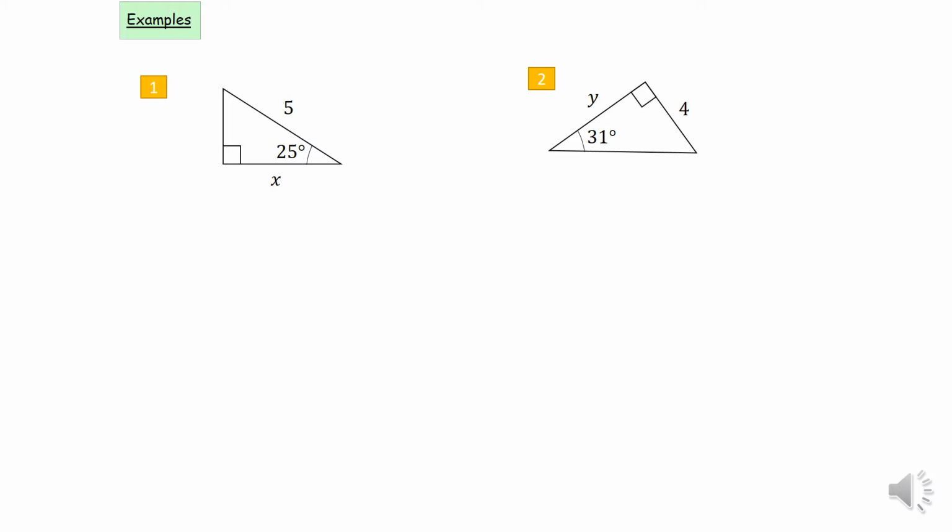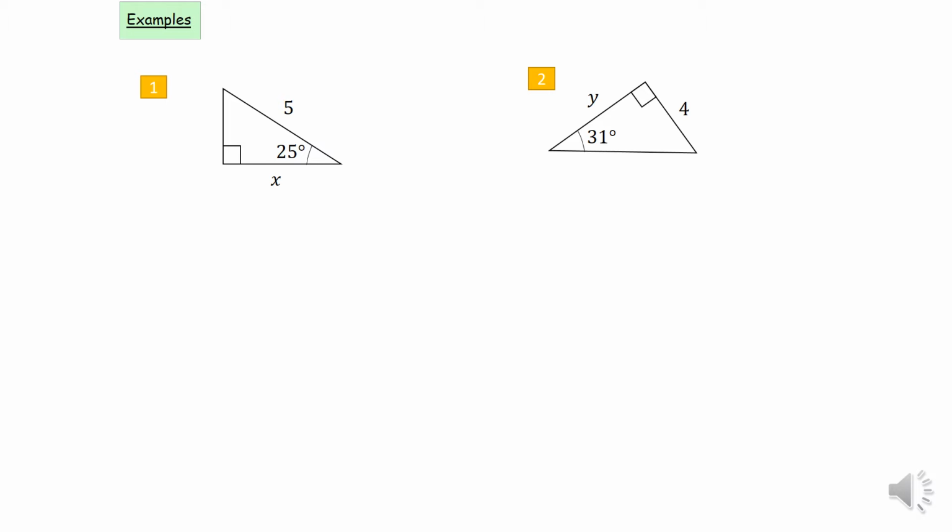The first thing we're going to do is identify whether we need to use trigonometry or Pythagoras. Well, as you can see in the question, we've been given a side and an angle. So we haven't been given two sides. When we haven't been given two sides, we know we need to use trigonometry.